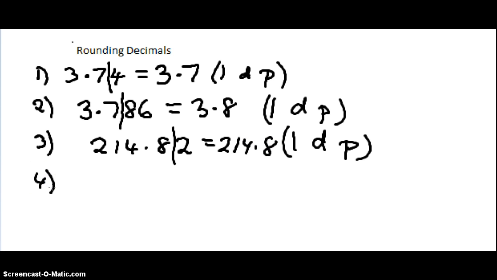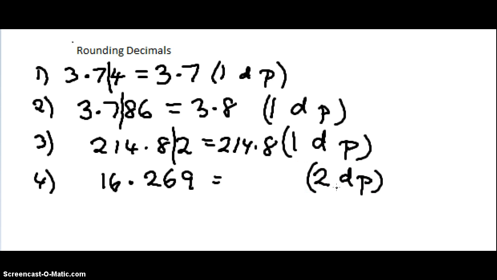Another question. The next one, let's just try something like 16.269, and let's say we want 2 decimal places. So in this case I'll put the line after 2 decimal places, and we notice because we've got a 9 after the line, it means that the 6 will round up to a 7, so this number will be closer to 16.27.